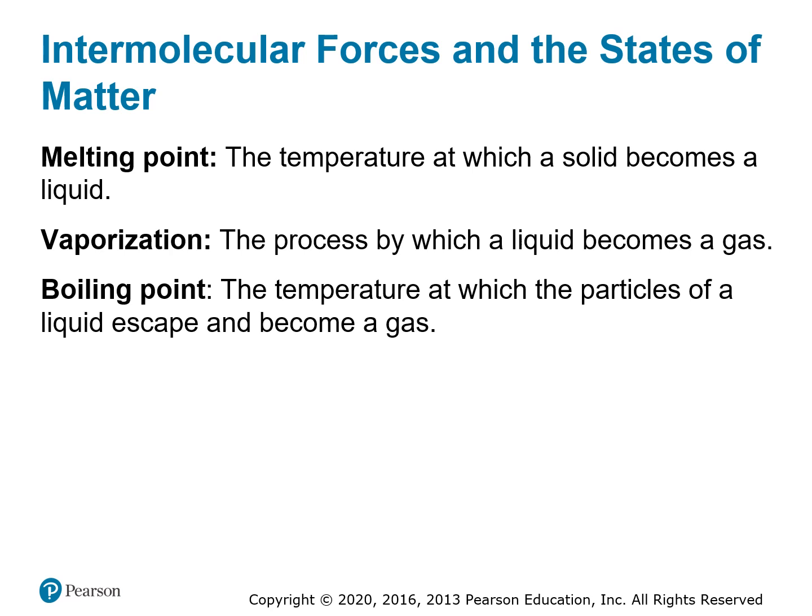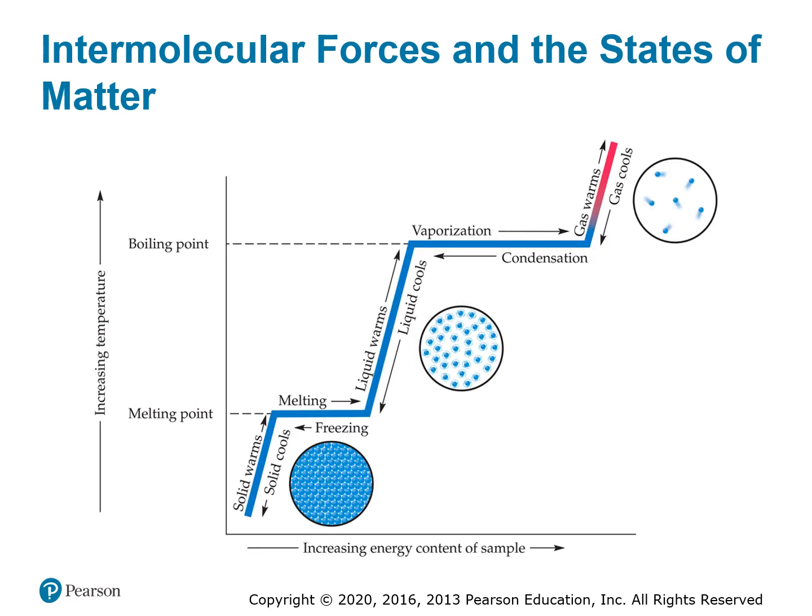For example, water boils at 100 Celsius. At that temperature, we have two phases, liquid and gas. Higher than that, we have gas. So the boiling point is that specific temperature.